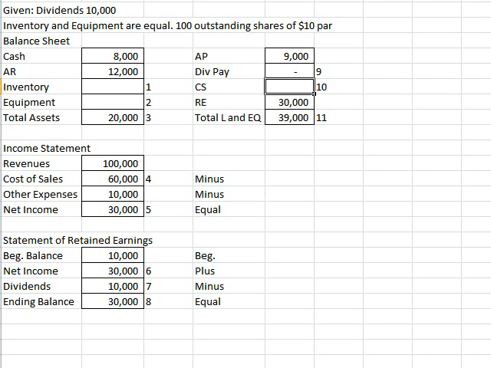Common stock is the 100 outstanding shares of $10 par, so you take 100 shares times $10 par is $1,000. So now I know that my total liabilities and equity is 40,000. Therefore, total assets has to be 40,000. And the problem tells you that inventory and equipment are equal. Therefore, inventory is 10,000 and equipment is 10,000.